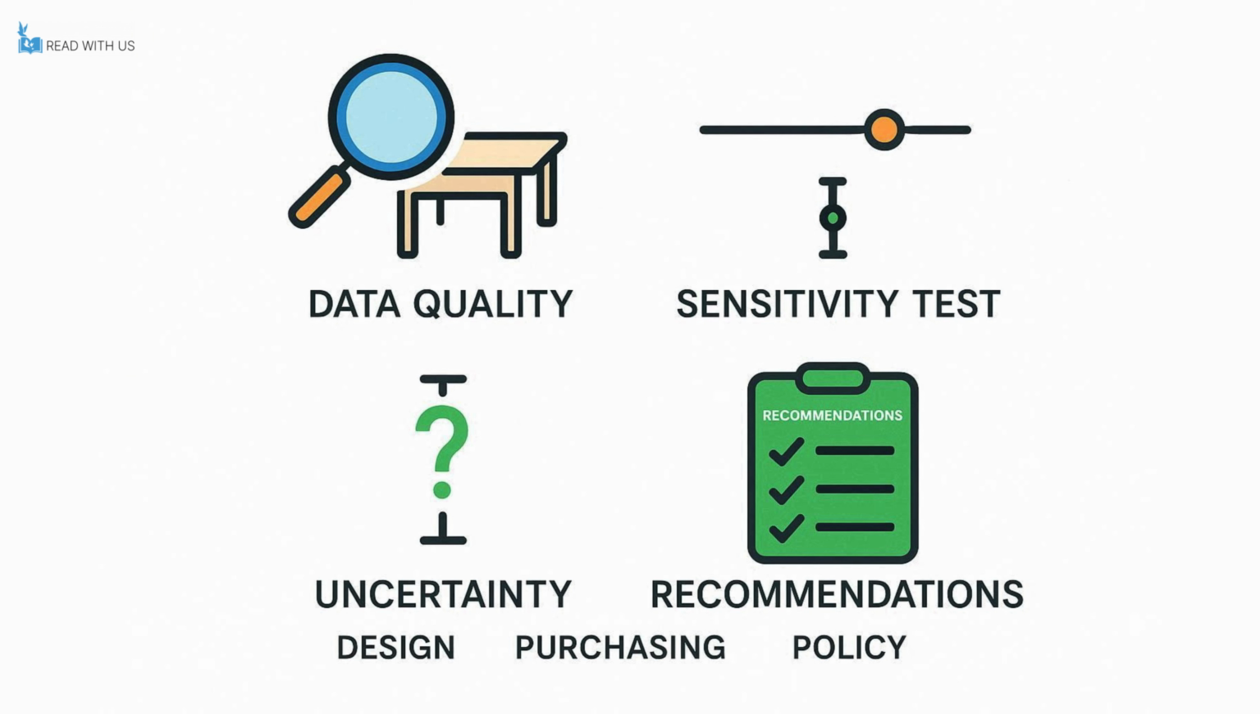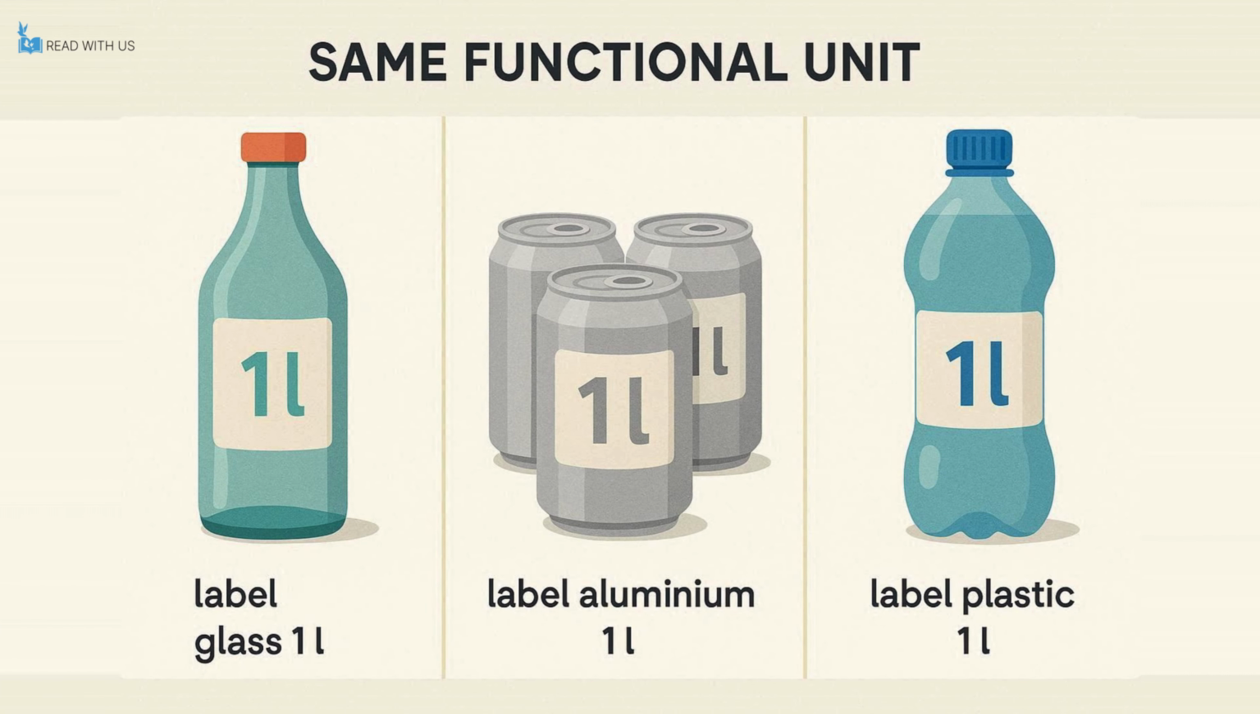In interpretation, we check data quality, run sensitivity and uncertainty tests, and translate the findings into clear recommendations for design, purchasing, and policy. As an example, we compare 1-liter drinks packaging for a glass bottle, an aluminum can multi-pack, and a plastic bottle, using the functional unit of delivering 1 liter of drink to the consumer.